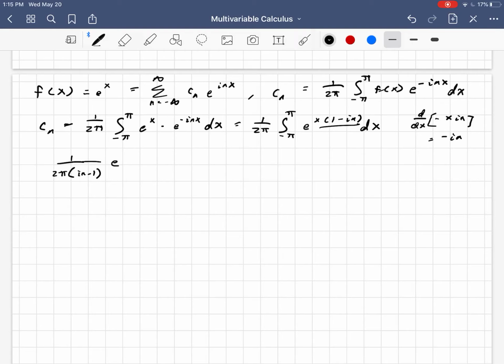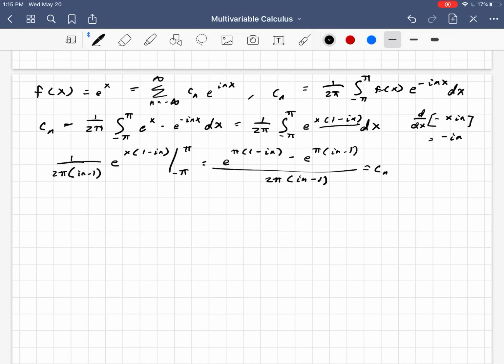So we would have e to the x times 1 minus i n evaluated from negative pi to pi. When we do that, we plug in pi and we get e to the pi times 1 minus i n minus e to the, I'm going to write it as pi times i n minus 1. In other words, distribute the negative sign on the inside, over 2 pi times i n minus 1. And that's our c sub n.